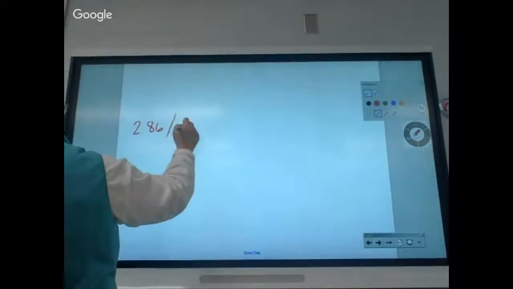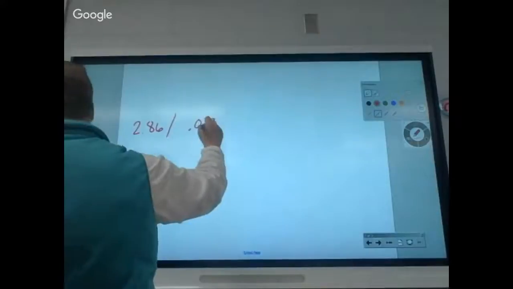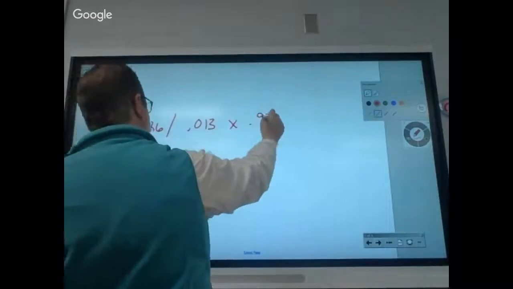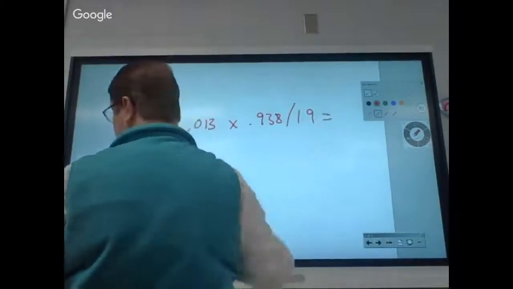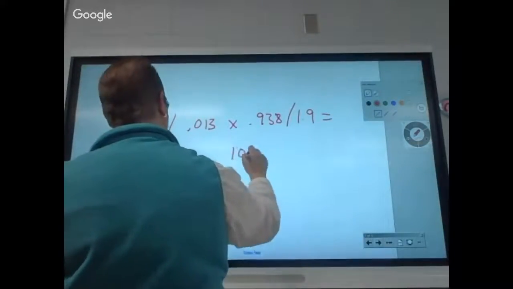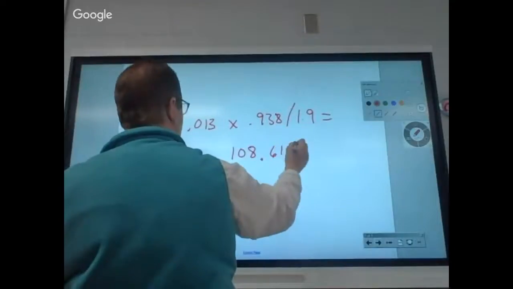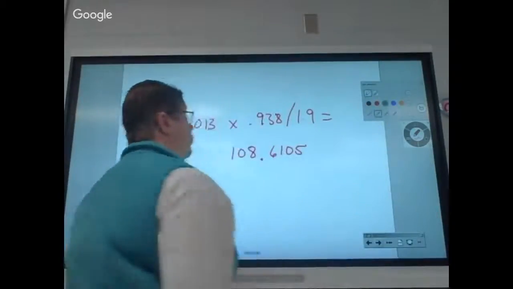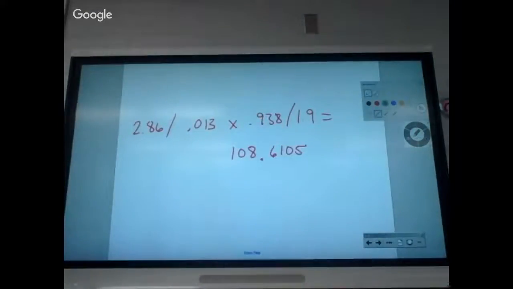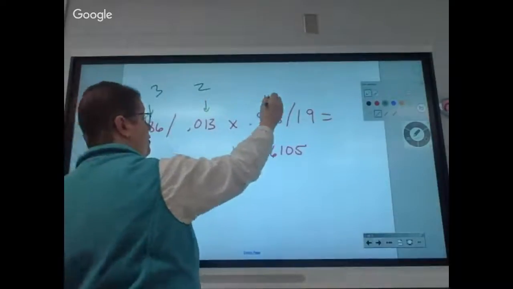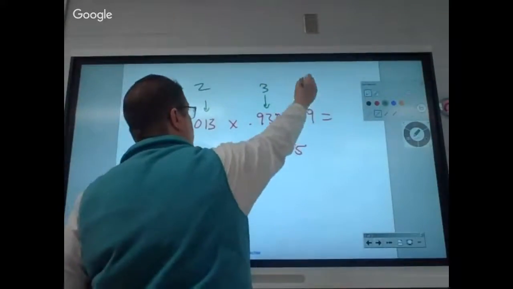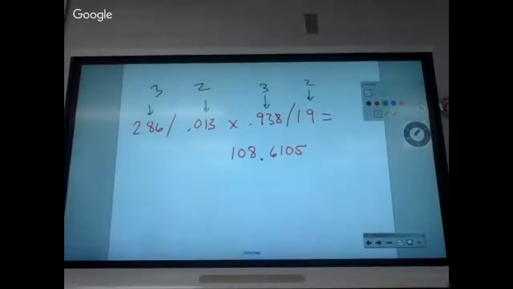2.86 divided by 0.013 times 0.938 divided by 1.9. When we do that, we get 108.6105. Again, same rule, we're multiplying and dividing. How many significant digits here? How many here? And how many here? So the least number is 2. Are we okay with that?